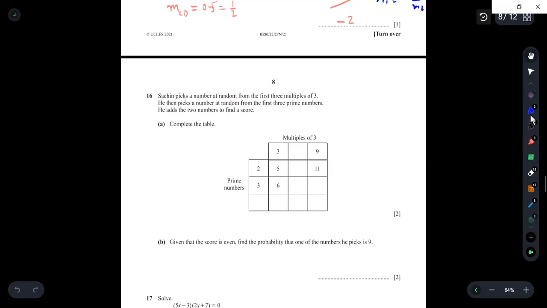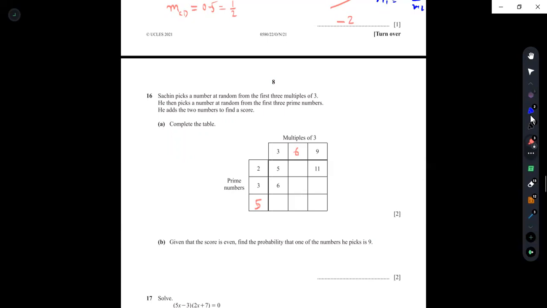So, multiples of 3. The first multiples of 3 are 3, 6, 9. And then he picks a number from the first three prime numbers. The first prime number is 2, then 3, and then 5. So 2, 3, and 5 are the prime numbers.